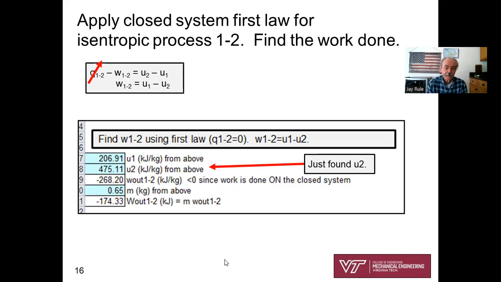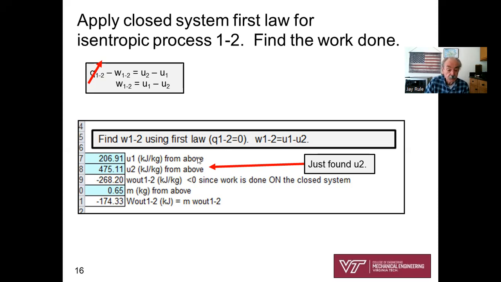Next step is we're going to need the work done. It's going to be a negative number. The work done from 1 to 2. Let's write the first law. First law from 1 to 2: Q in minus W out equals delta U. Q, that's 0. So the work from 1 to 2 is simply U1 minus U2.